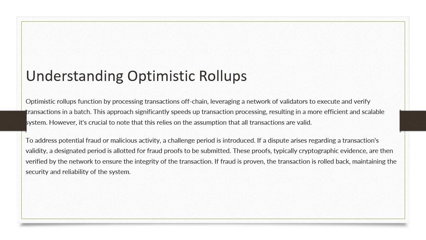An optimistic rollup functions by processing transactions off-chain, utilizing a network of validators to execute and verify transactions in batches. This significantly speeds up the transaction process, resulting in a more efficient and scalable system.